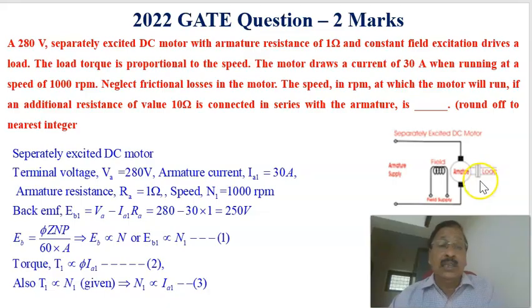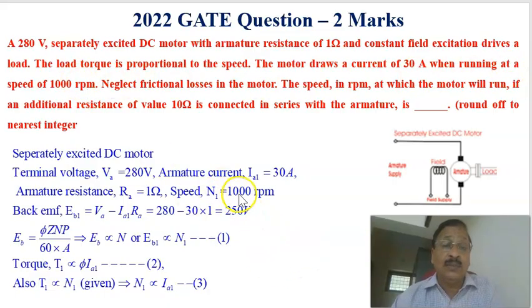That is the question. It is a separately excited DC motor, and the terminal voltage, the supply voltage, is given as 280 volts. The armature current at 1000 RPM is given as 30 amperes, and the armature resistance is given as 1 ohm. The speed at which it is driving a 30 ampere current is equal to 1000 RPM.